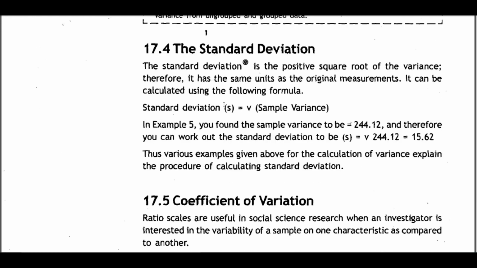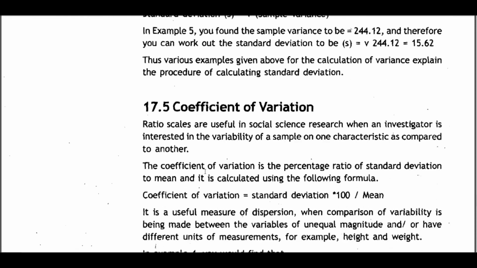17.4 is the standard deviation, which is the positive square root of the variance. Therefore it has the same units as the original measurement. It can be calculated using the following formula: standard deviation is equal to the square root of the sample variance. In the example, you found the sample variance to be 240, and therefore you can work out the standard deviation to be the square root of 240, which comes to 15.62. Thus, through the various examples given above for calculation of variance, the procedure for calculating standard deviation has been given.